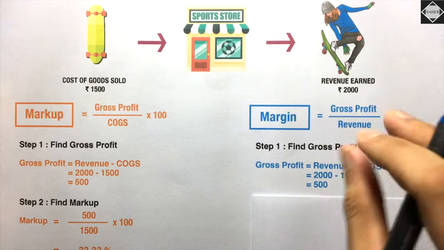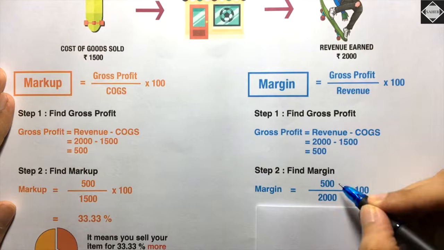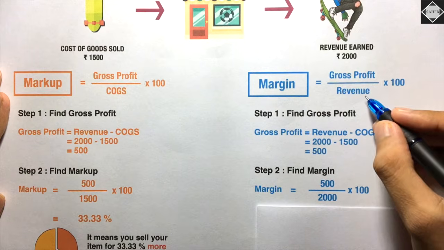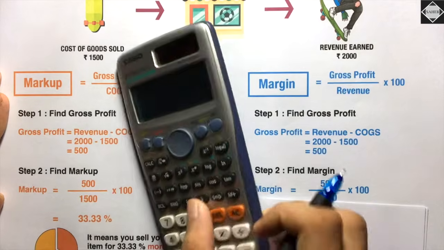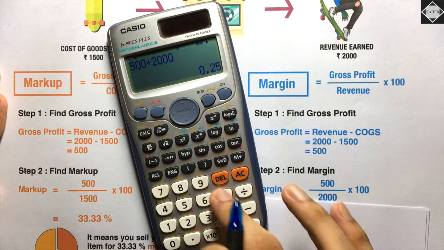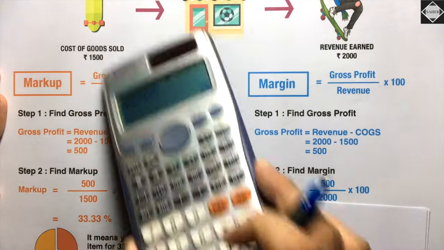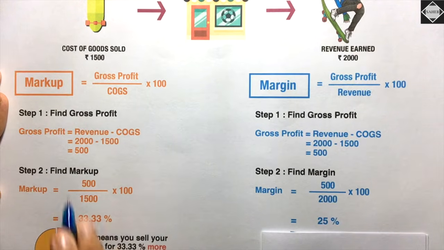So let's use this formula and calculate the margin now. Gross profit is 500, the same. Numerator won't change, the denominator will change, that's revenue. So revenue is 2000, 500 divided by 2000 into 100. If we put this in the calculator, 500 divided by 2000 gives me 0.25, in terms of percentage, that's equal to 25%. Okay, 25% is my margin. So you can clearly see now it is different. Markup is 33.33% and margin is 25%.